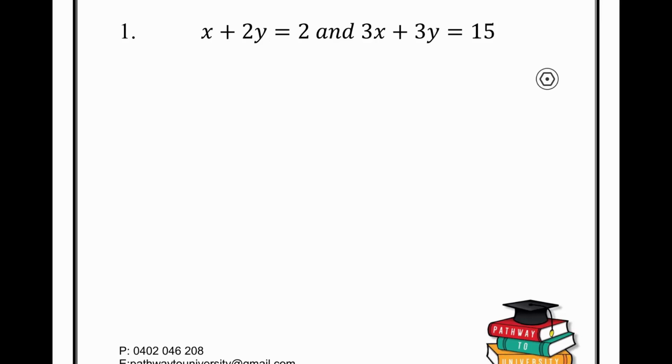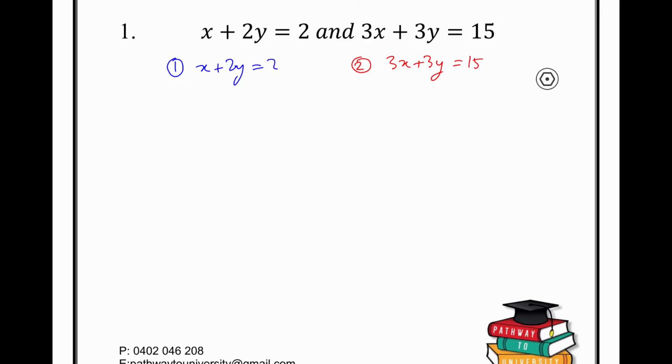Okay, so with simultaneous equations, we have two methods to solve it. First, we're just going to use the substitution method. To begin with, we must label the equations as 1 and 2. Equation 1 will just be x plus 2y is equal to 2, while equation 2 will be 3x plus 3y is equal to 15.